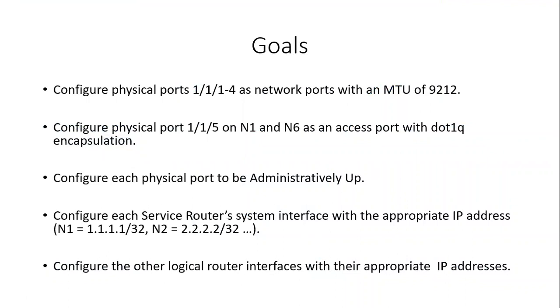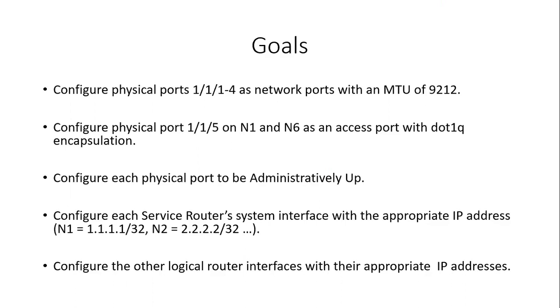So at this point, we've accomplished all of our goals. We've configured all of our physical ports the way that they're supposed to be configured, with our core or network-facing ports having a high MTU of 9212, and our customer or access ports having an MTU appropriate with .1Q encapsulation, as well as being configured as access ports. Each of our physical ports are administratively up. We have configured each service router's system interface with the appropriate IP address. Again, N1 is going to be all 1/32, N2 all 2/32, all the way up to N6 being all 6s with a /32 on the end.